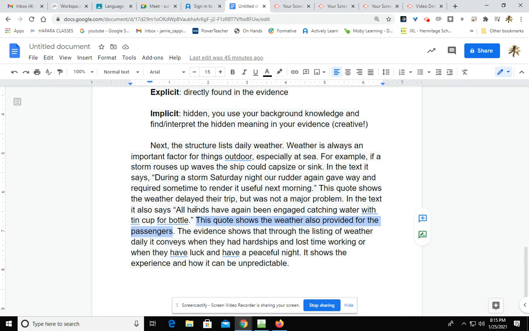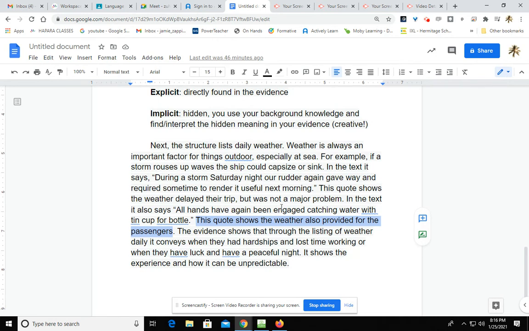It's not really restating. If it was explicit analysis, they would say, this shows that the passengers got water from the rain that was falling. That would be explicit, but that's not what it says here. This is implicit analysis. They explain the importance behind what is happening here. And that importance is that the weather was a good thing. The weather helped provide water that the passengers needed for survival. So see how it's implicit.